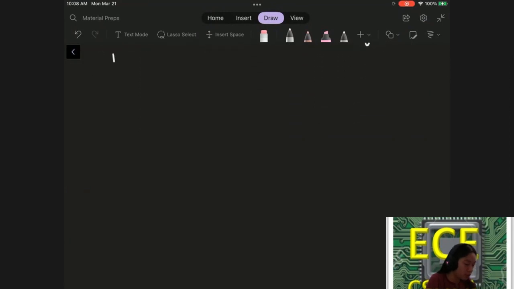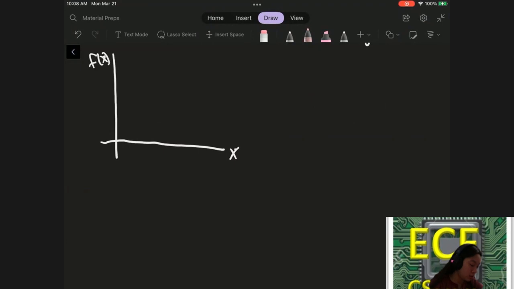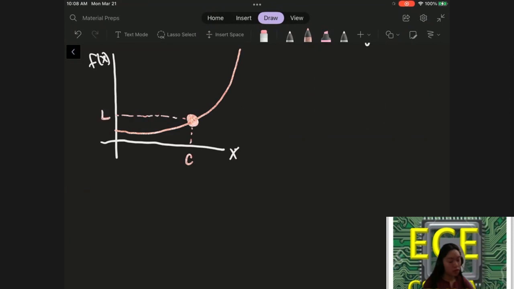I'm going to draw a graph. I'm going to label my axes because I'm a good engineer. F of x. I'm going to use a different color. I'm going to go like this. I'm going to have this point here, really big, C, and L. And so let's say we're trying to find the limit of f of x as x approaches C.